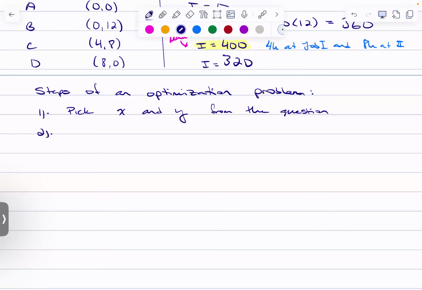Step 2 is identify the objective function. The objective function is the thing you want to maximize or minimize. So identify the objective function, the thing you want to maximize or minimize.